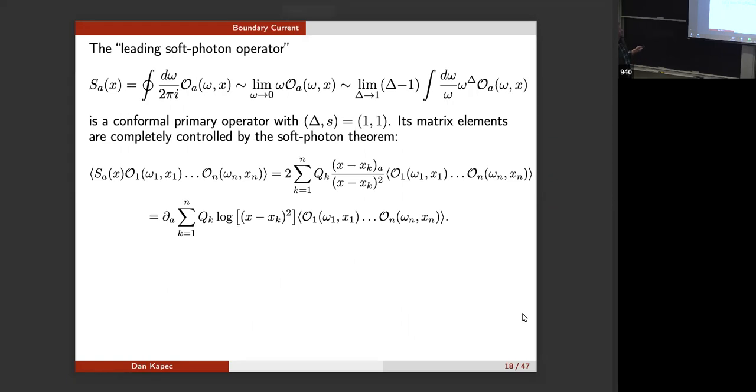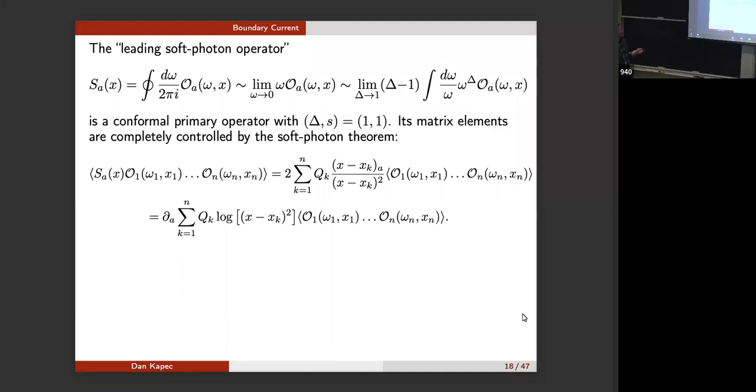So we can do that either using one of these residue operators that I discussed earlier that picks out the 1 over omega pole. You can equivalently think about it as multiplying by omega, taking the limit omega to 0, or it's actually also been demonstrated that you can do it with a non-compact contour, and you just have to take a particular limit onto delta is equal to 1. No matter which definition that you choose, you get a conformal primary operator with spin 1 and dimension 1, and its matrix elements are controlled completely by the soft photon theorem.